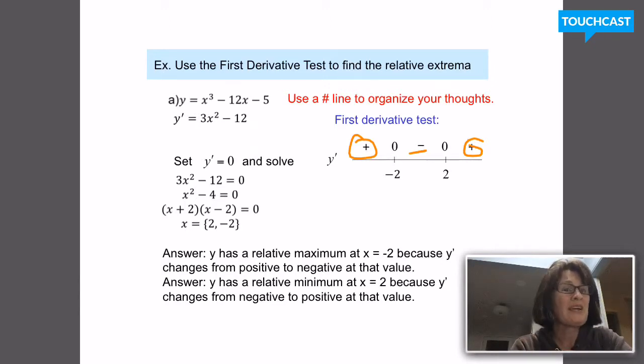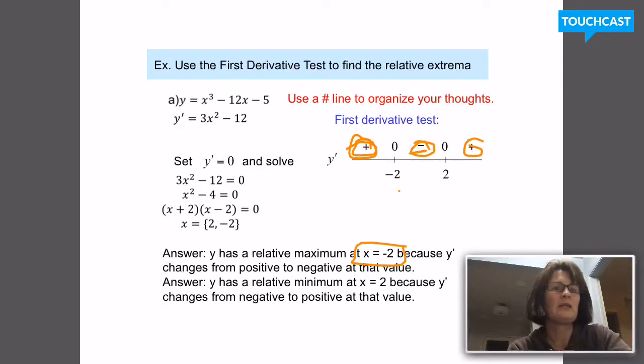I know that y must have a relative maximum at x equals negative 2 because y prime changes from positive to negative at x equals negative 2. So I see here in my answer, I haven't quite answered the question all the way. I was supposed to find the relative extrema. I have found the location of the relative maximum, but now I have to actually find that maximum.